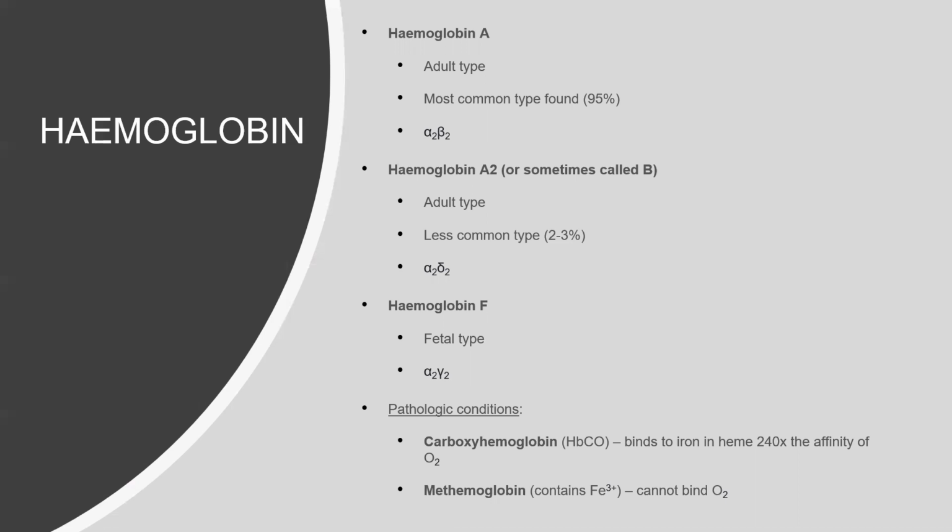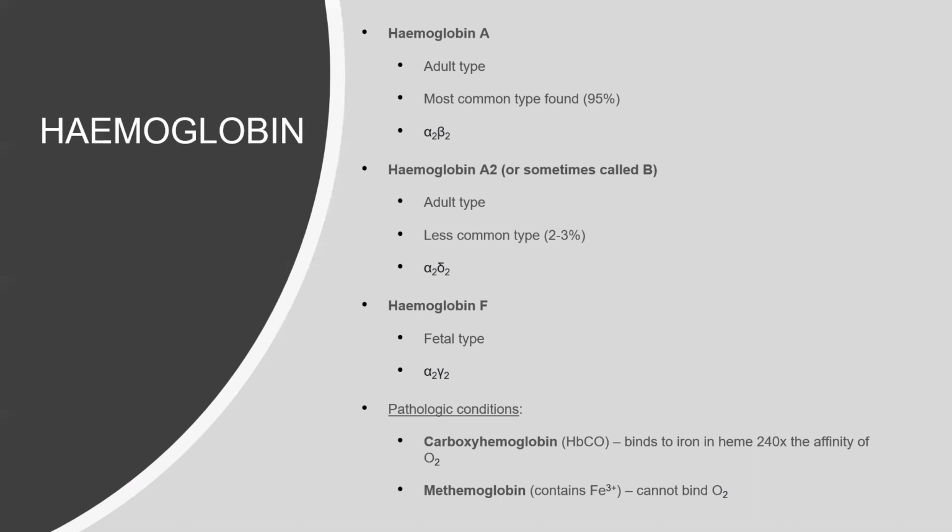Second pathological condition is called methemoglobinemia. So most iron in hemoglobin is normally in a reduced state, right? Which is a ferrous state, Fe2+ state. But a very small amount, normally, is found in Fe3+ state. And this hemoglobin is called methemoglobin.